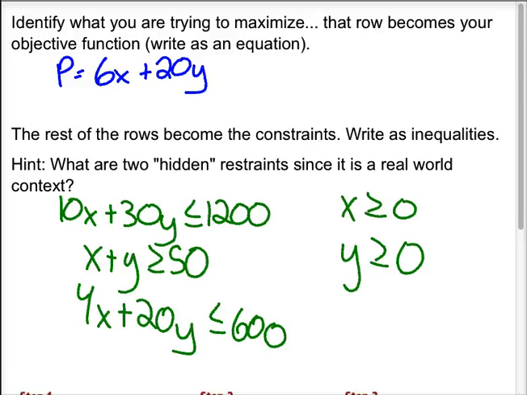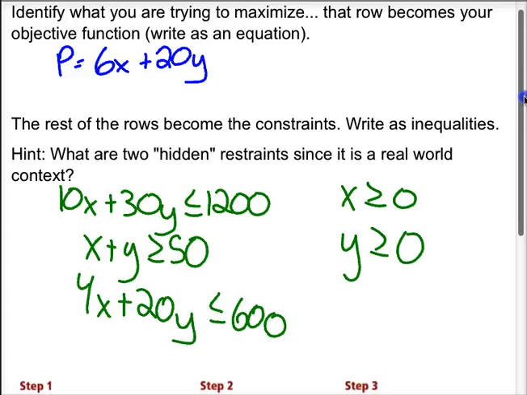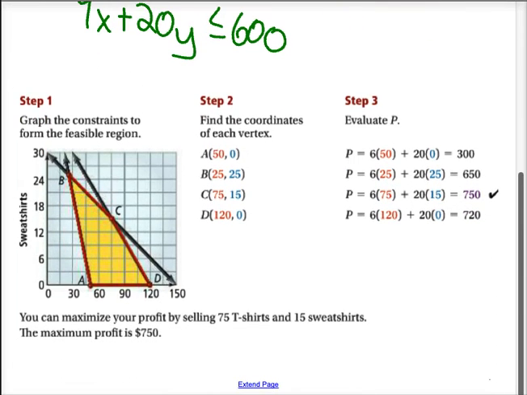Now, just to show you what you would do to finish the problem, you would graph that region. So you would graph all of those constraints. You would find your vertices, and then you would evaluate that profit objective function for each vertex. And then you would look to see, well, this is my maximum. That's how I'm going to get the most money. So what I should do is sell 75 t-shirts and 15 sweatshirts to maximize that profit. Now again, I'm not going to make you take it that far.